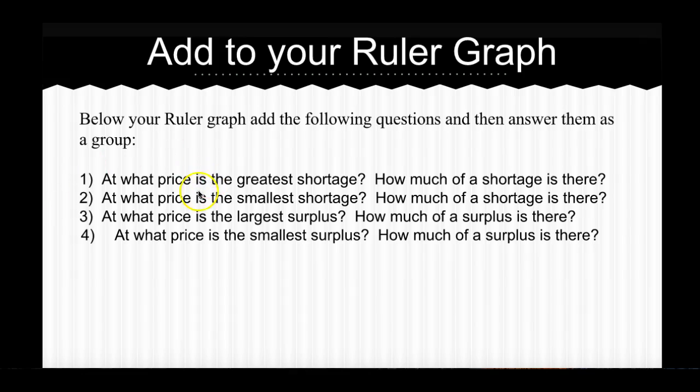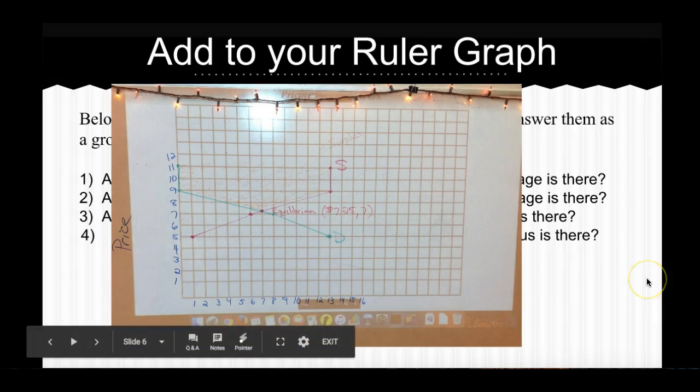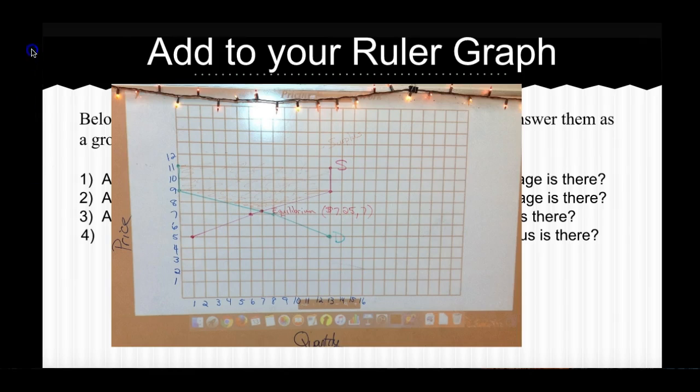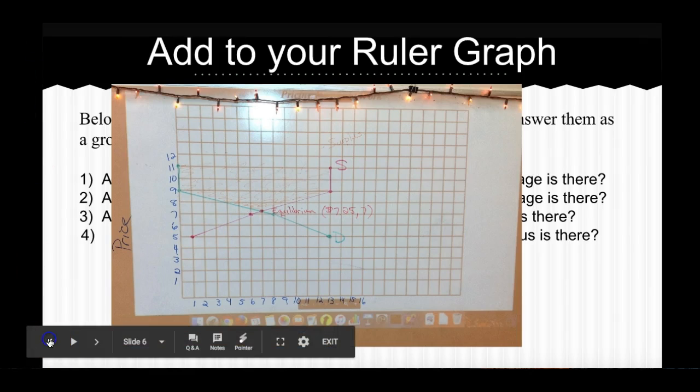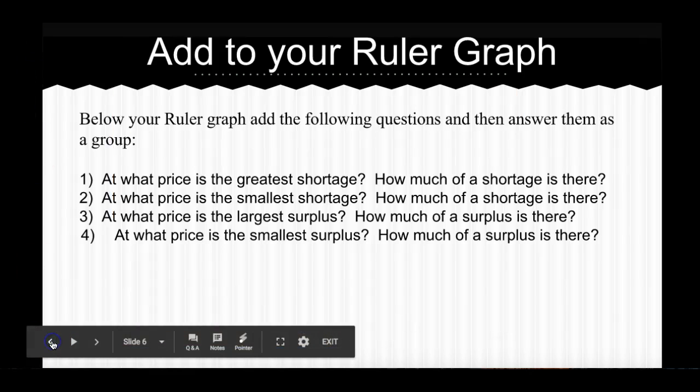So I want you to use this graph from we did last week, so your ruler graph. So look at how much we actually did. I want you to pause the video, okay? And I want you to pause the video and just go and work on those questions. So pause it right now.